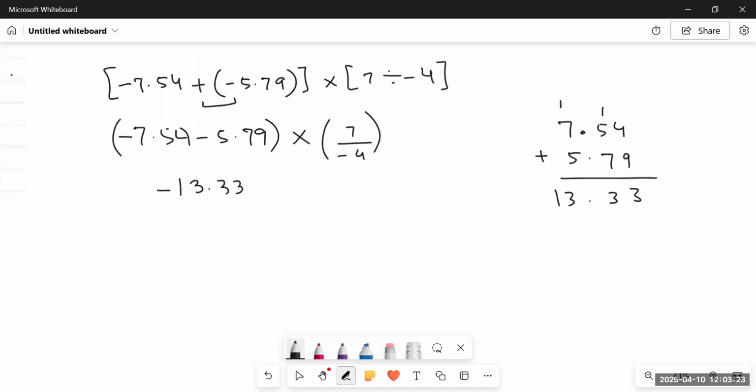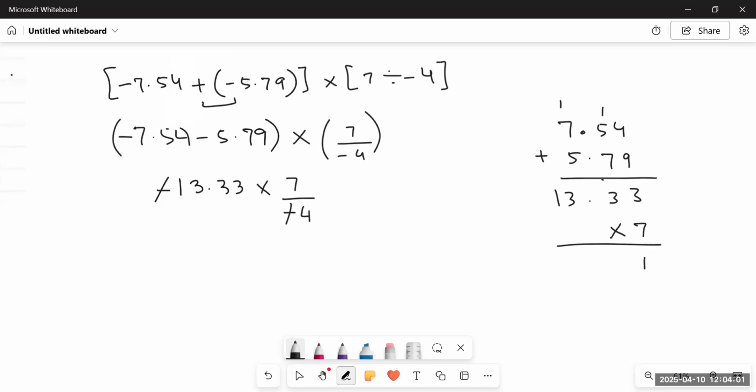Next, we have multiply by 7 divided by minus 4. Since there is only multiplication and division involved and two of the numbers are negative, we can cut the minus sign with the minus sign because there is no addition or subtraction left. Next, we can multiply 13.33 with 7 first, and then we can divide the whole number with 4. Or first we can divide 7 with 4 and then we can multiply it with 13.33. So let's first multiply and then we will go for the division.